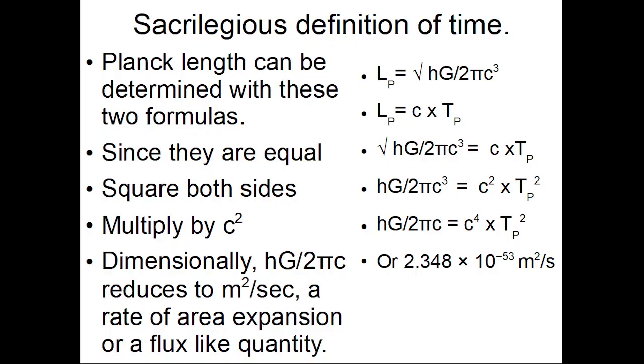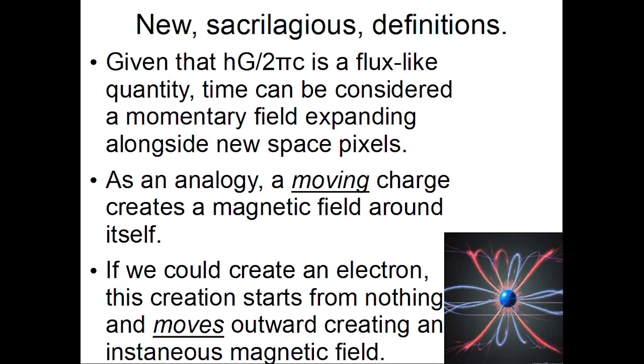Since their value is the same, I set them as equal. Then square both sides to remove the square root and multiply both sides by c squared. Now, awkward as it may seem, dimensionally, both sides of the equation reduce to meters squared per second, a rate of areal expansion, which is a flux-like quantity. Since c⁴ is a constant, and ħG/c is a flux-like quantity, time can be considered a momentary field created simultaneously with a space pixel.